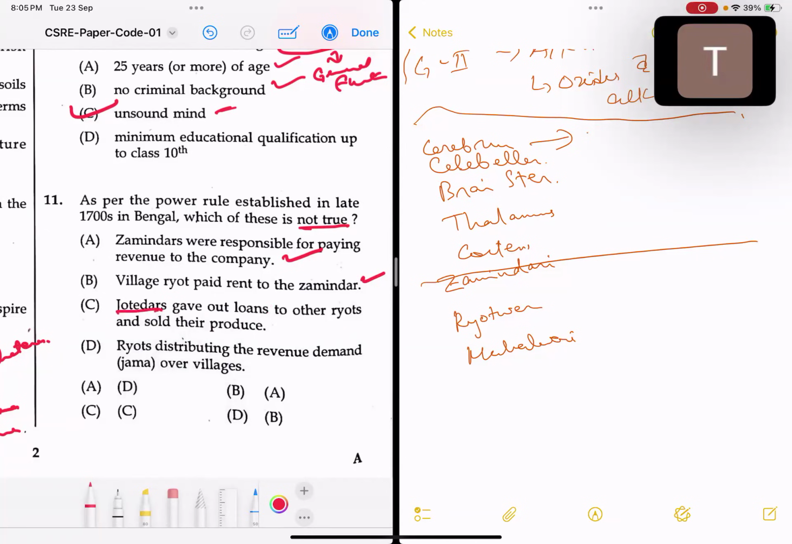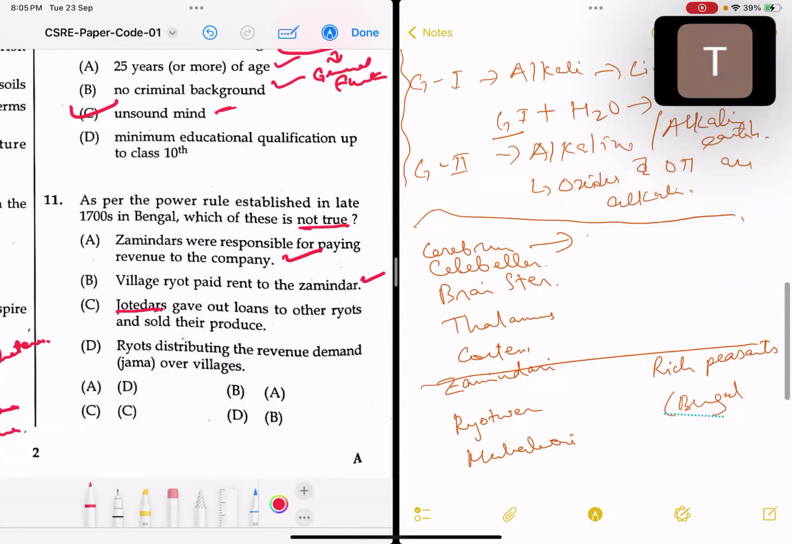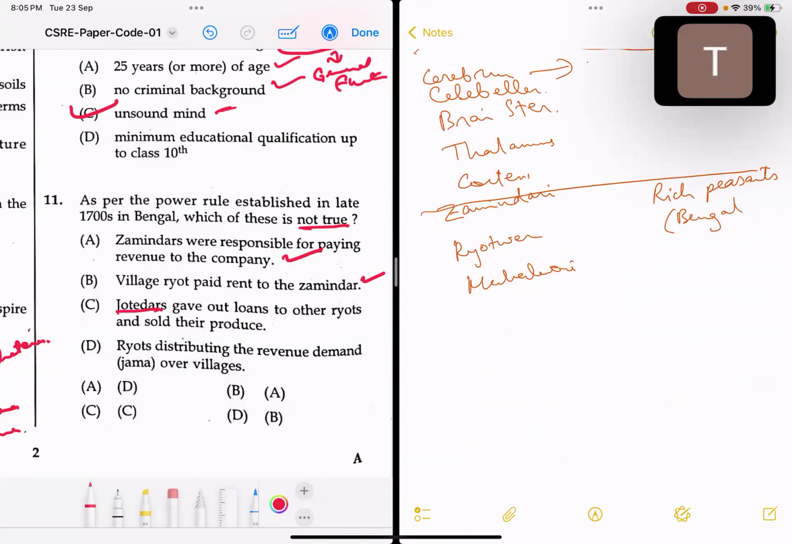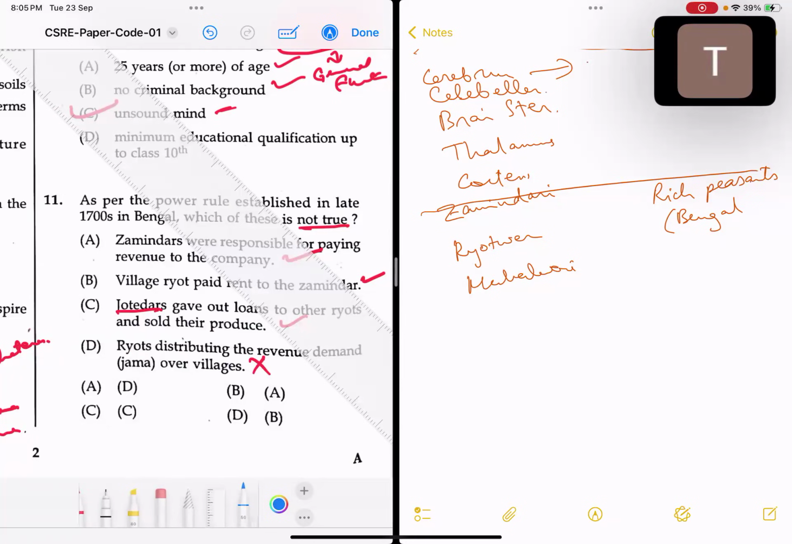Jotedars gave out loans to other ryots and sold their produce. So what do you mean by jotedar? Jotedars were actually rich peasants in Bengal, okay? And what they did was give out loans to the other tenants or sharecroppers, and they also sold the produce, okay? So this is also a correct option. And the fourth statement is ryots distributing the revenue demand over the village. This is not the correct option, okay? Because this was done by the zamindars, right? So again, you have to be very careful here, okay?